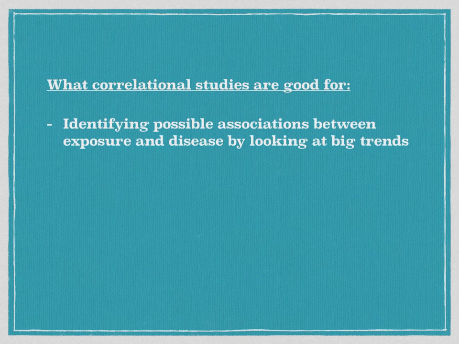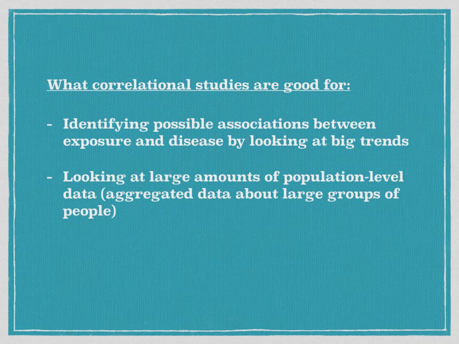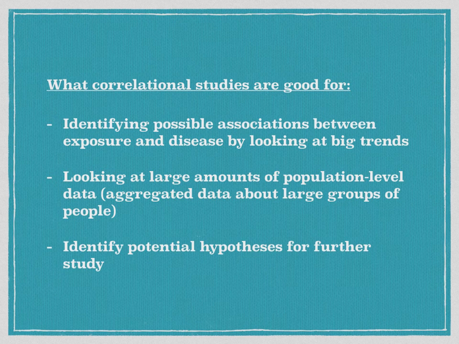This approach is used when the aim is to explore possible associations between an exposure and a disease, by seeing if there are big trends in disease rates and exposure rates. What makes it different from case control studies is that it uses population-level data, which means aggregated data about large groups of people, which allows the researcher to cast a wide net. This wide net allows possible trends to jump out and help researchers identify potential hypotheses for further study.